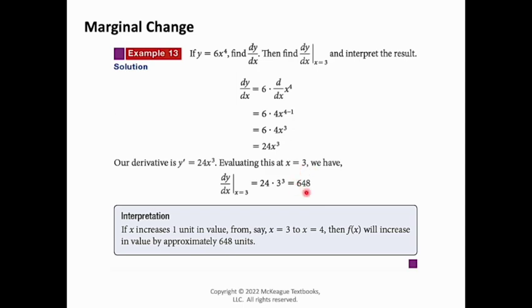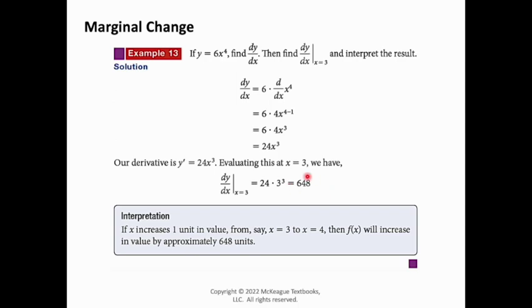So what this is saying is if we look at the function 6x to the fourth on a graph, and we're looking at the point x equals 3, the instantaneous rate of change is 648. Although we don't write it in there, we know that it's 648 over 1. So if I move my x value 1 unit to the right, if I increase x by just 1, we can approximate the change of the function as 648. This is just talking in general.